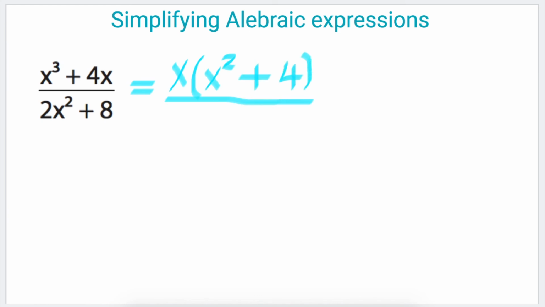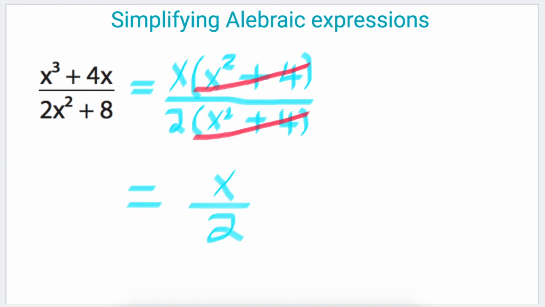In the denominator, the common factor is a number. So the common factor of 2 and 8 is 2. So when you put 2 outside the parentheses, inside you're going to have x squared plus 4. Close the parentheses. Now you'll notice that the numerator and the denominator have a common factor, and we can actually cancel those two factors. When I use the word cancel, I mean that the two factors can divide each other, and because they're the same, they simplify to 1, and your final answer is x over 2.